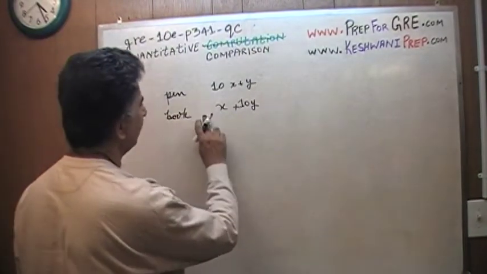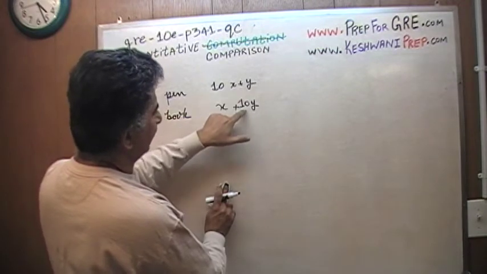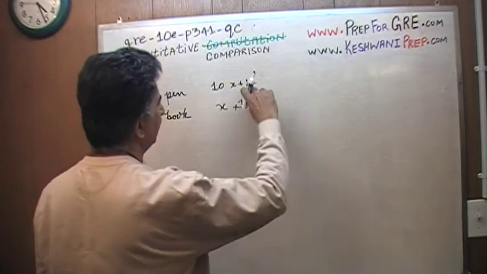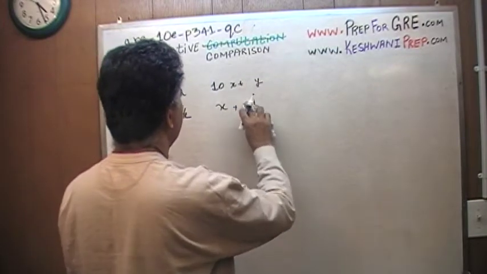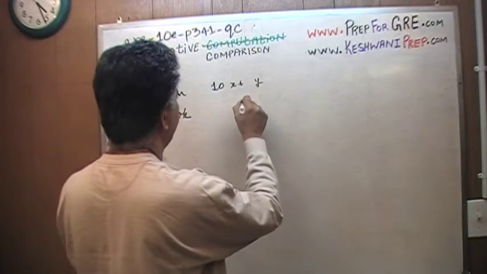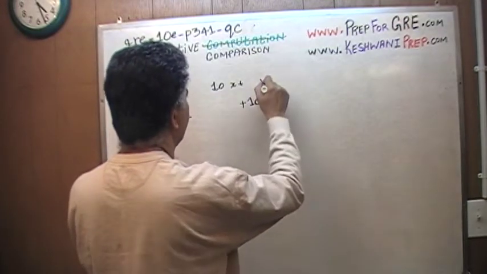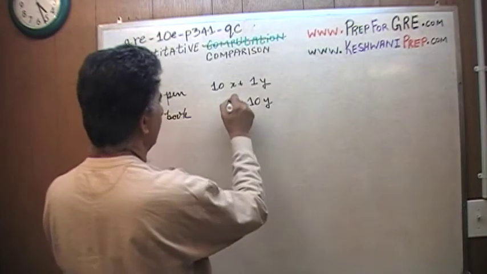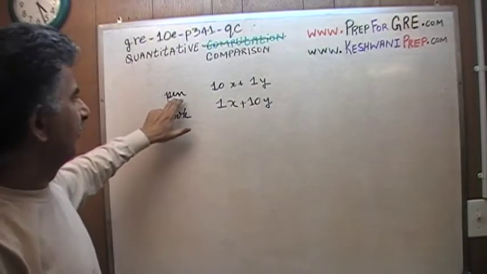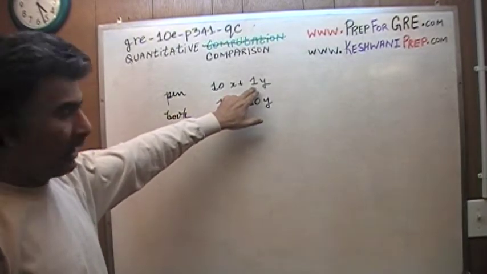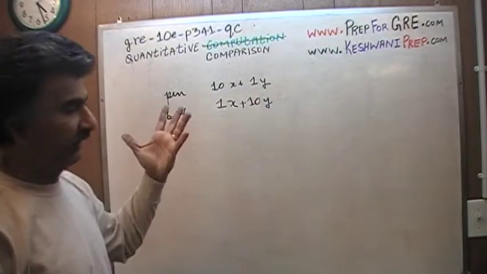So allow me to rewrite it, because I did not leave enough room to put down my coefficient here. So I need to move this y out so that everything lines up. There's your 10y. And here's your y before, which is the same as 1y, of course. And here's your x, which is of course the same as 1x. So they tell you the price of a pen is 10x plus y, or 1y if you like, and the price of a book is x plus 10y, or 1x plus 10y.